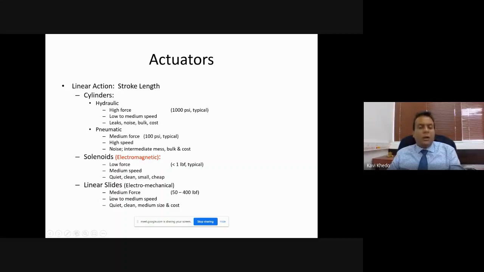Or you have linear slides. Electromechanical, depending on some electric voltage level, performs a mechanical movement. For example, an automatic gate will use an electromechanical mechanism. It can be medium force, low to medium speed. Not so much force. It is quiet, clean, medium size, and cost.